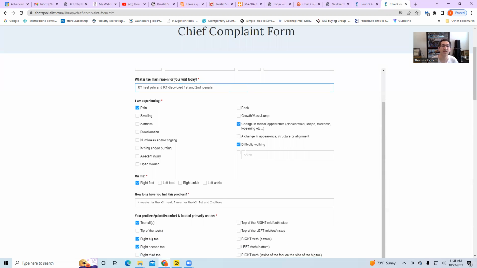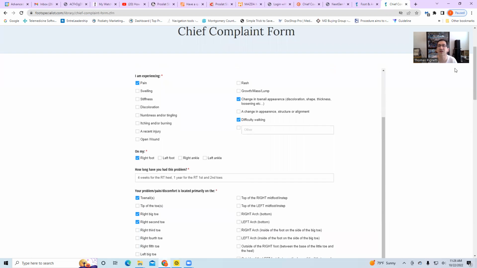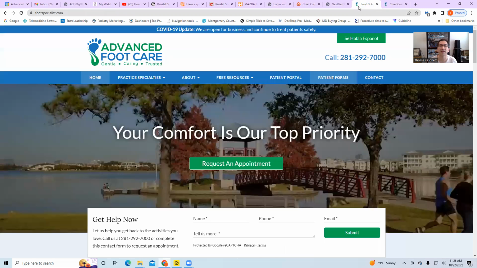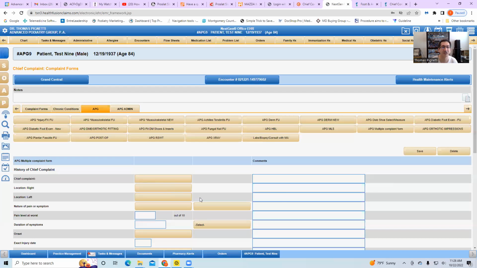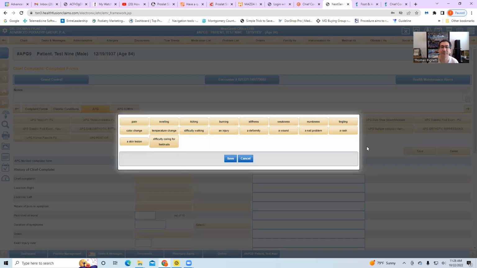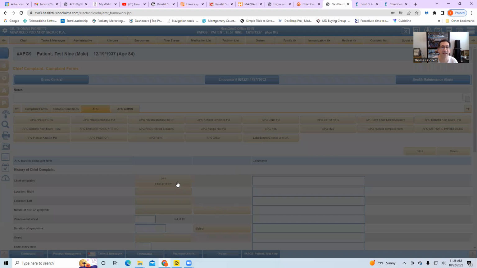So you can see what we have here. Main reason: heel pain, discolored first, second toenails. So you can see what's on here as far as what the complaints are. If you go to this multiple complaint form, chief complaint is going to be a nail problem, okay, and then also pain, right? So they have pain and a nail problem.